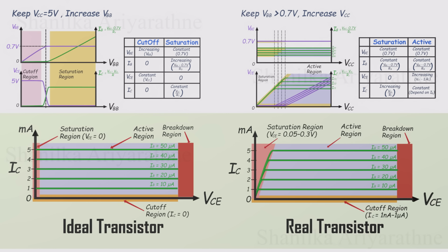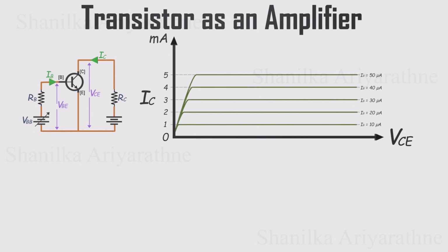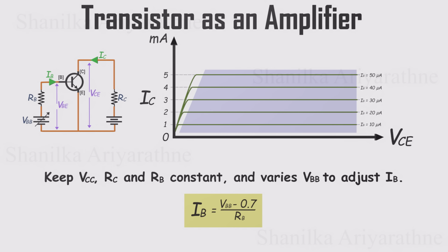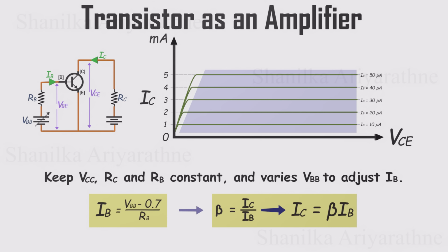Now that we've covered the basics, let's explore how a transistor works as an amplifier. To make amplification possible, the transistor needs to operate in the active region. That's the sweet spot where it responds linearly to small input changes. To set this up, we keep the collector supply voltage, VCC, fixed, and we vary the base voltage, VBB, which controls the base current, or IB. As we saw earlier, changes in IB cause corresponding changes in the collector current, IC. And in the active region, this relationship is nicely proportional.